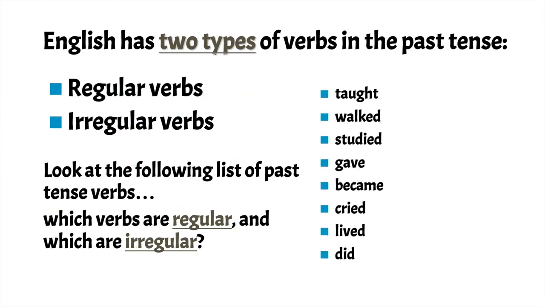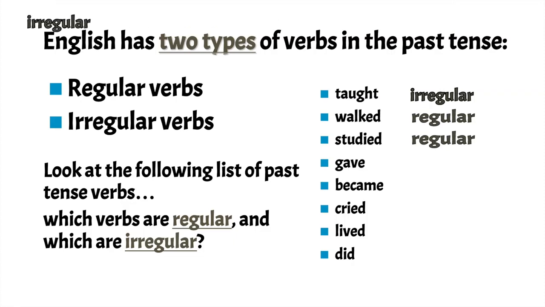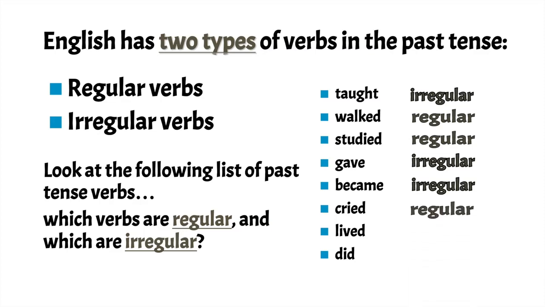Look at the following list of past tense verbs, which are regular and which are irregular. Okay, so we have taught. Yeah, that's irregular. Walked. Yes, that's regular. Studied. Regular. Gave. Irregular, very good. Became. Irregular. Cried. Regular. Lived. Regular. Did. Irregular. Okay, let's go to the next slide.